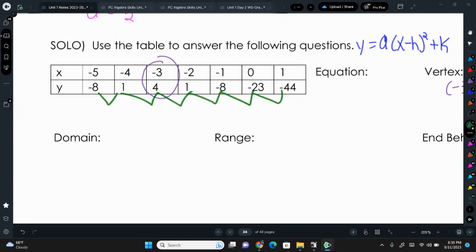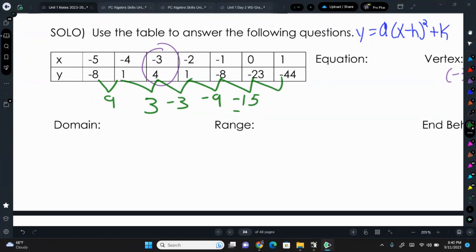1 minus negative 8 is positive 9. 4 minus 1 is 3. 1 minus 4 is negative 3. Negative 8 minus 1 is negative 9. Negative 23 minus negative 8, so we're going to add 8, and we're going to get negative 15. And then we have negative 44 minus negative 23. That's going to give us negative 21.